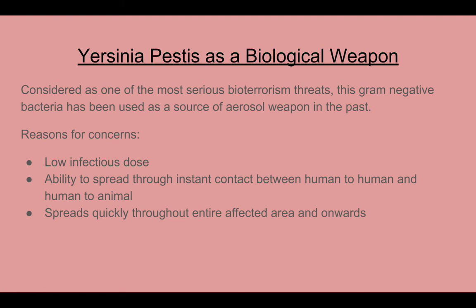Okay, Yersinia pestis was used as a biological weapon. Everyone knows that anthrax was used, it's the most commonly known one. But Yersinia pestis has a long history of bioterrorism. It has been one of the most dangerously used biological weapons.